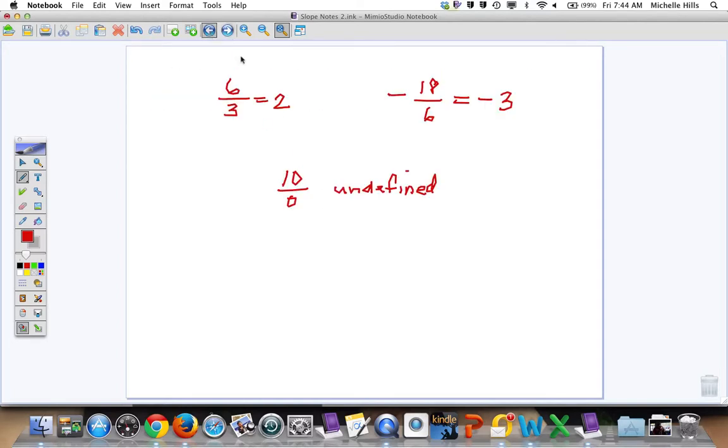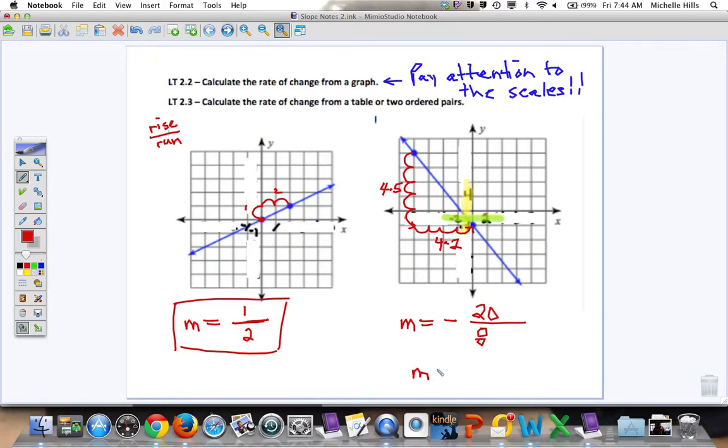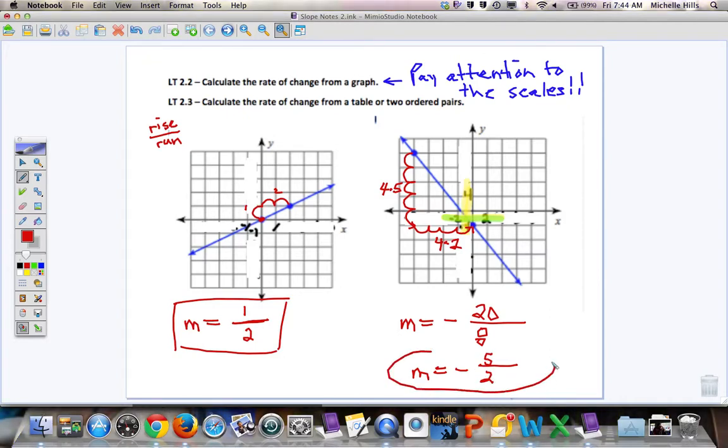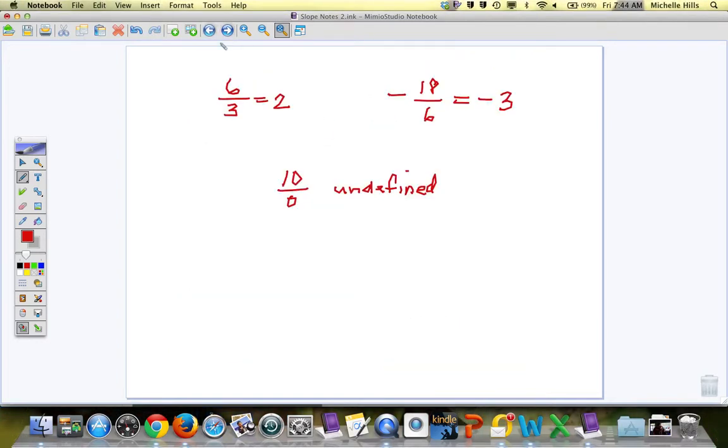So when I go back to the -20 over 8, I know my answer is negative, and again I took care of the sign first. And then 20 over 8, 4 goes into 20 five times, 4 goes into 8 two times, and I can't reduce that anymore. So my final slope is just a reduced fraction, not a mixed number, of m equals -5/2. Again, if I could give it as an integer, don't write 2 over 1 as a final answer. It can just be 2.